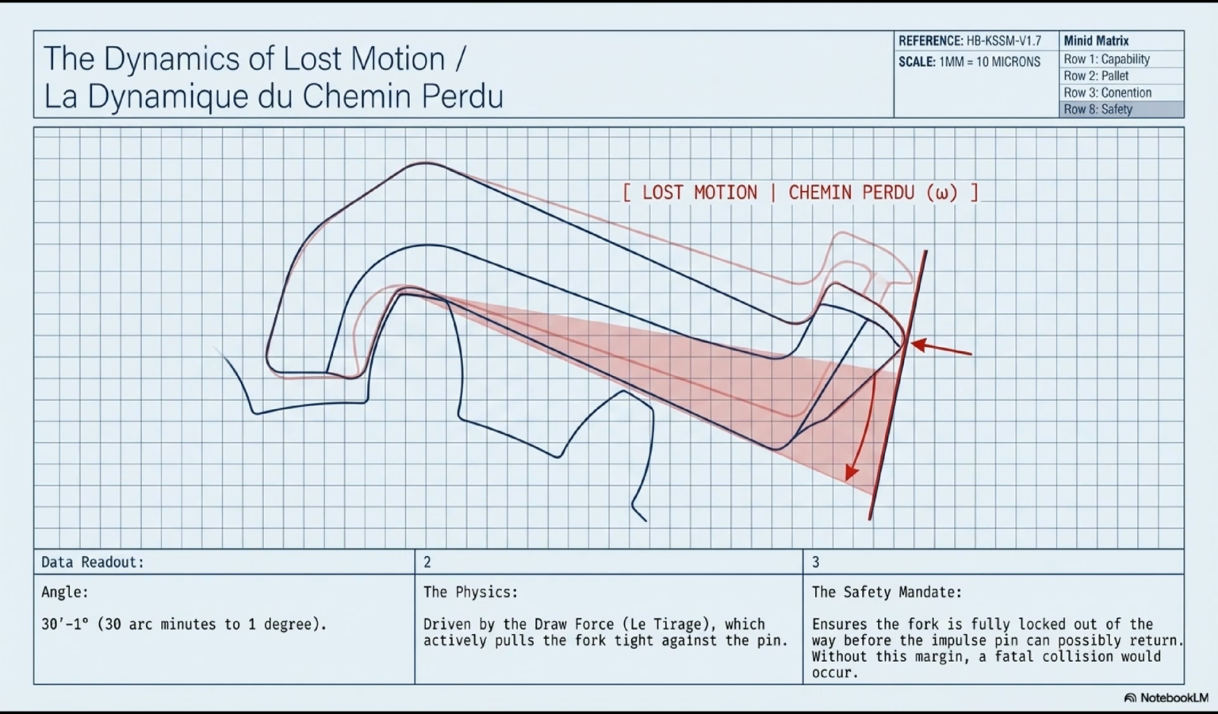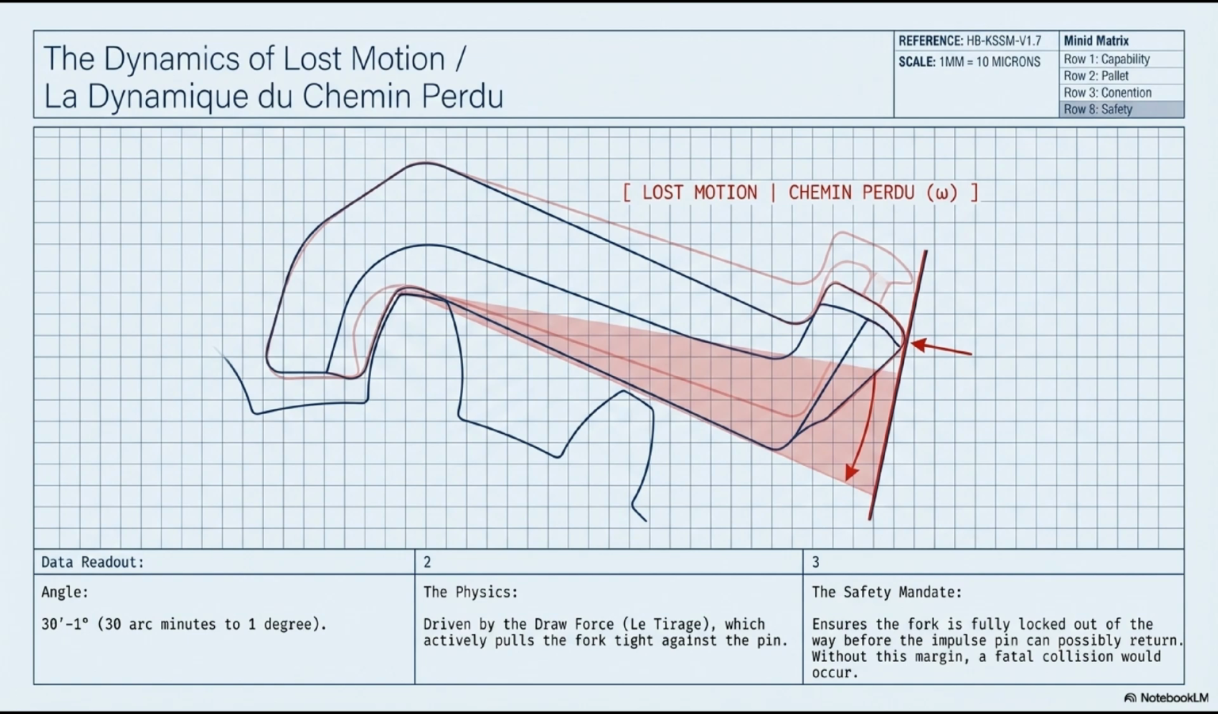What drives this motion? The draw force. The moment the new tooth sits on the new locking face, the draw geometry activates immediately. The tooth pressing on the inclined locking face generates a torque pulling the fork toward the banking pin. The fork rotates this last small angle and seats firmly against the pin. Why is this critical? The safety mandate on this slide ensures the fork is fully locked out of the way before the impulse pin can possibly return. Without this margin, a fatal collision would occur.